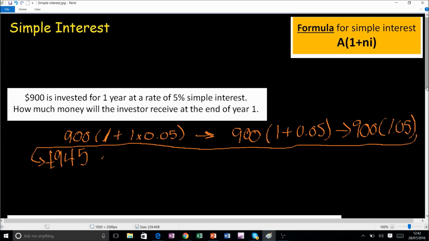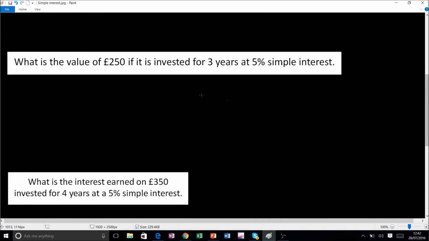Okay, so now let's look at another example. What is the value of £250 if it's invested for 3 years at 5%? I'm going to change this, just for the sake of it, to 20%. Okay, so what is the value of £250 if it's invested for 3 years at 20% simple interest?